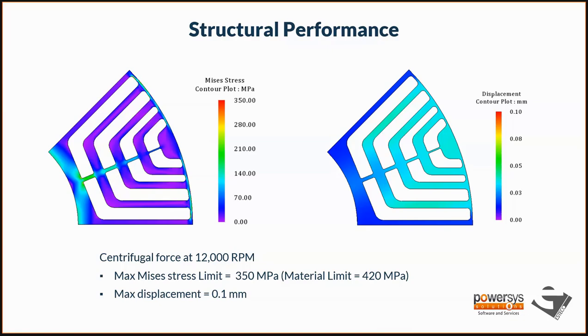And you can see on the left is the stress distribution plot. Typically, the material limit is about 420 megapascal, but adding some safety factor, we set the limit to 350 megapascal. And we can still see almost all the material and all the bridges are well within the 350 megapascal limit. And not just the stress, we are also looking at the expansion of the rotor and see how much the maximum displacement is. The air gap for this machine is 0.5 millimeters, so we don't want the rotor expanding too much and touching the stator. The limit on this plot is 0.1 millimeter, and we can see it's quite well within that, close to 0.04 millimeter.